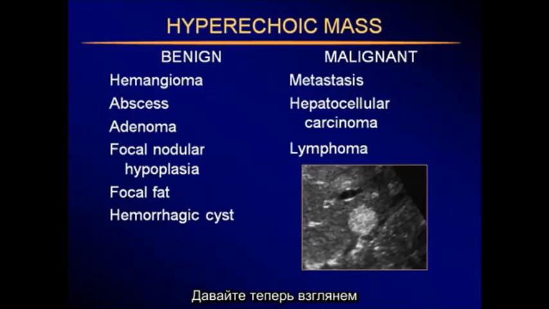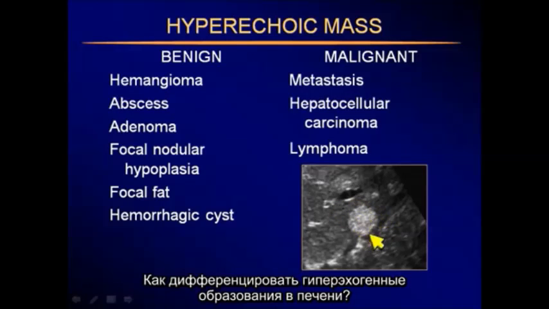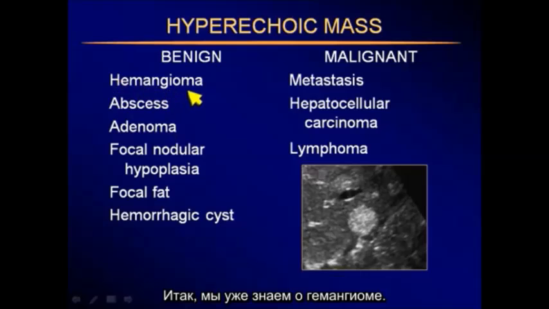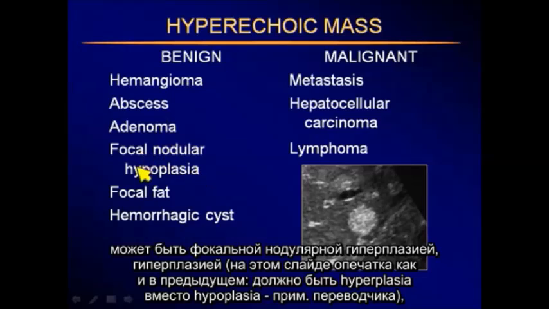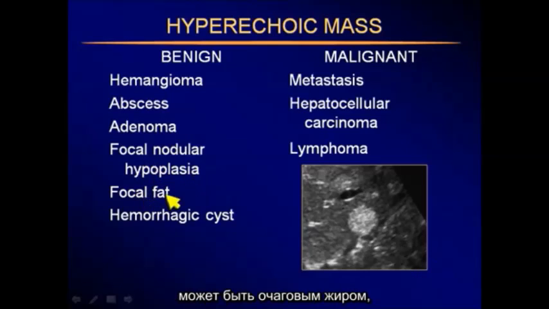Now let's look at something hyperechoic. What's the differential of a hyperechoic lesion in the liver? Well, we all know about hemangioma, but it could possibly be an abscess, it could be an adenoma, could be focal nodular hyperplasia. It could be focal fat, could be a hemorrhagic cyst.